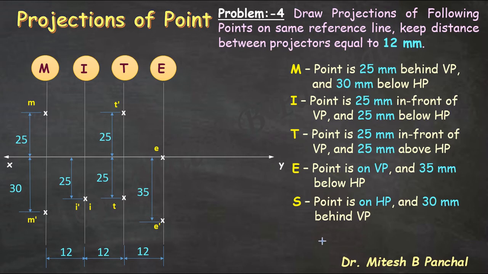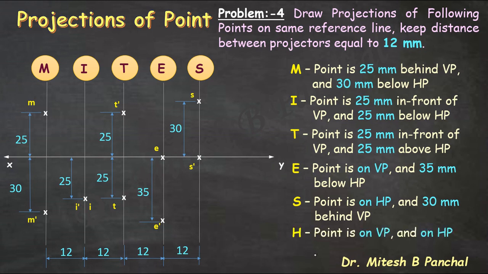Now solving the problem as discussed, we will get the projection of point S like this, that is S dash on XY, and top view of point S is 30 mm above XY. Next point is point H. Now point H is on VP and on HP. This means point H is on XY line. So its projections H and H dash are also on XY line. So this one is the complete solution.